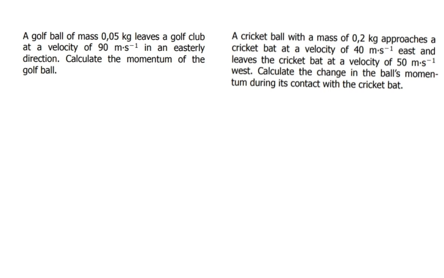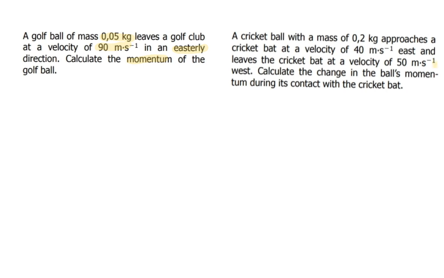Okay, so let's look at these two examples. The first one is a golf ball that has a mass of 0.05 kilograms. So the unit is already correct. It leaves a golf club at a velocity of 90 meters per second in an easterly direction. Calculate the momentum. Notice there isn't a change in velocity, and they don't ask you for the change in momentum, they just ask you for the momentum.